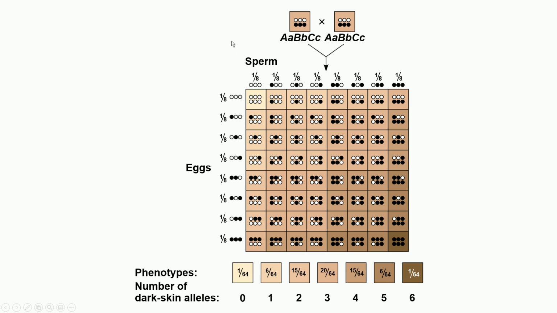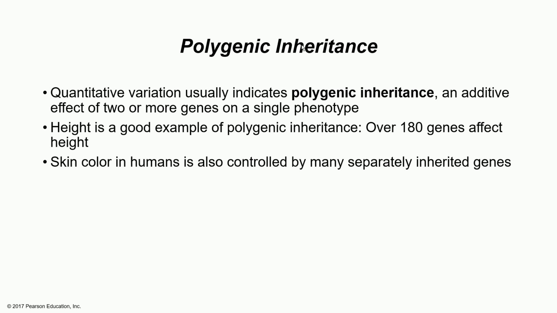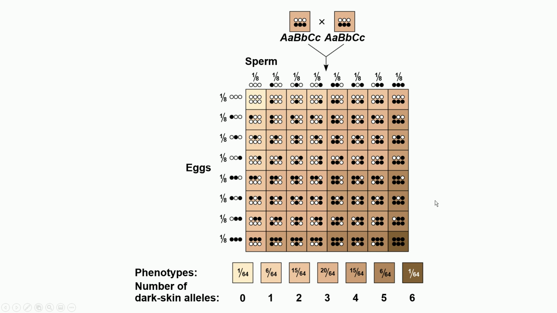Here you can see the inheritance pattern of skin color. For skin color also there are many genes, around 150 or 160 genes involved. Here just three different genes are shown, and you can see that these three genes are going to make different kinds of gametes, and these are the different shades of skin that are possible.